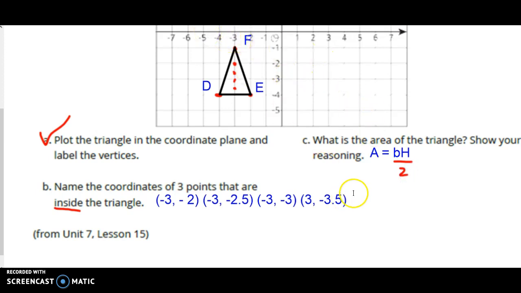What would that be? I know that area equals my base. So I'm going to look at the bottom of my triangle and I see that it's 2 units across. So I'm going to take 2 multiplied by my height. I know my height has to be at a right angle to my base. So I'm going to count up 1, 2, 3 units. 3 times 2 divided by 2. And that's going to be 6 divided by 2, which is 3. So my area is 3 square units.